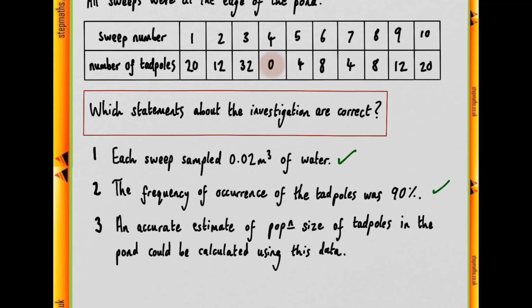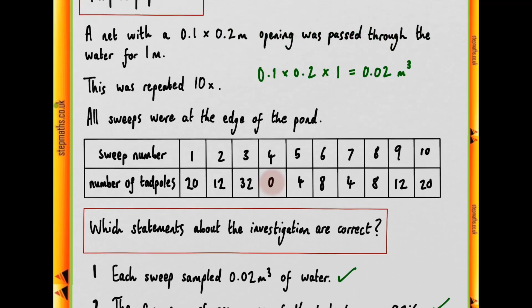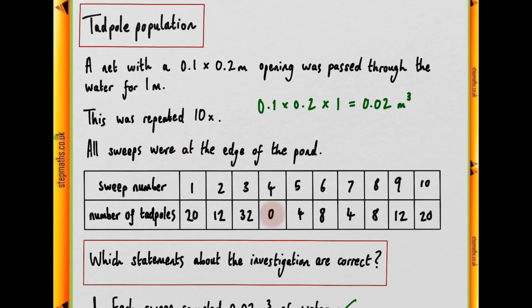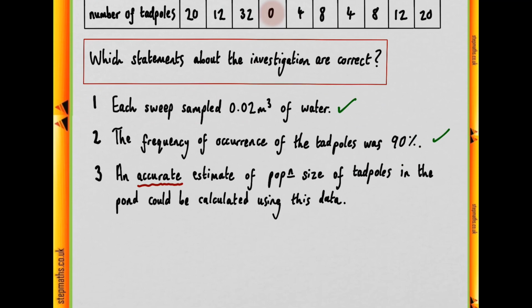Moving on to statement 3, an accurate estimate of the population size of the tadpoles in the pond could be calculated using this data if the total volume of water in the pond was known. Now, would we get an accurate estimate? That's the operative word. And since we're already given a qualifier in the question that the result might not be entirely representative of the entire pond, because all the sweeps were taken at the edge of the pond because the student can't access the middle, it would not necessarily be accurate because it wouldn't be representative of the entire pond. So using this data alone, we couldn't get an accurate reading.